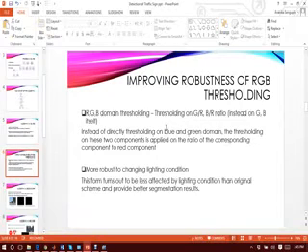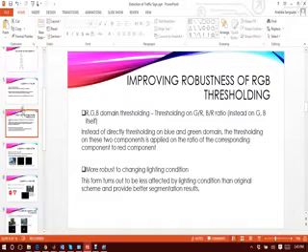Hence, instead of directly thresholding on blue and green domain, the thresholdings on these two components are applied as the ratio of the corresponding component to the red component. Hence, this process turns out to be less affected by lighting condition than the original scheme and provide better segmentation result.